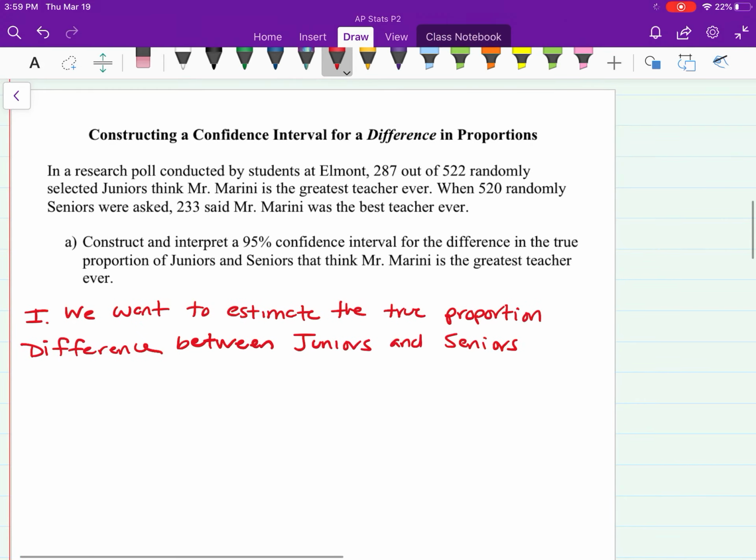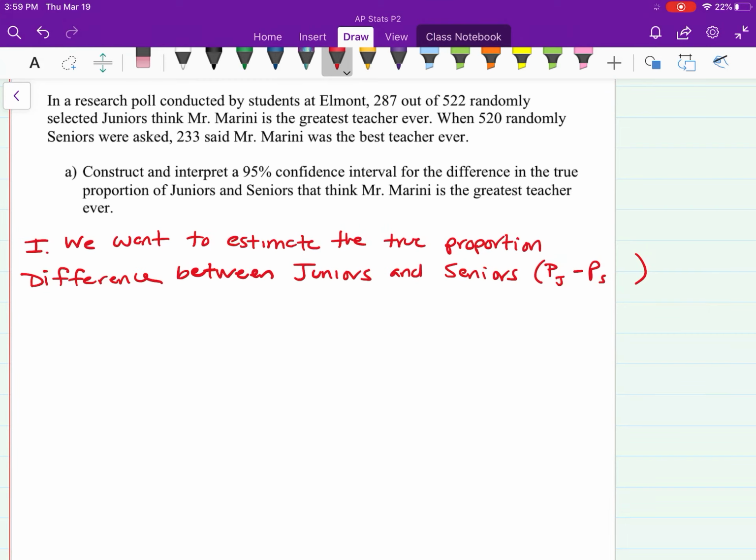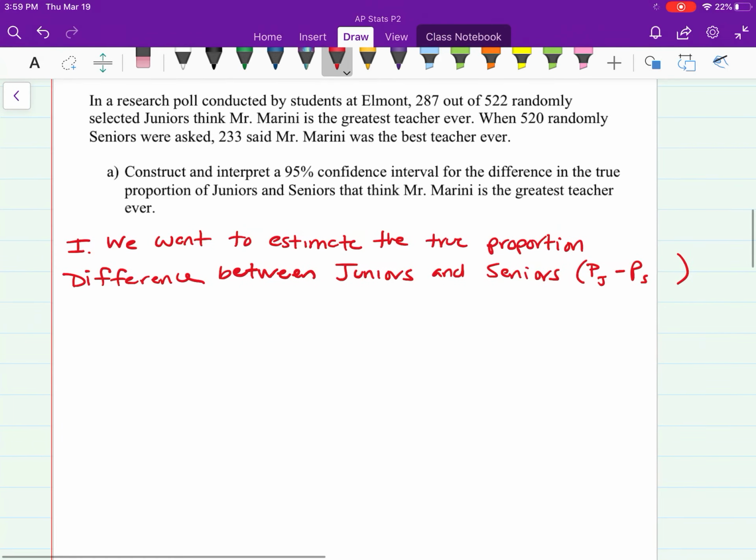and I also like to put here in parentheses, difference means subtraction. So the order that I'm going to subtract these proportions is PJ minus PS. And that symbolically is the proportion of juniors minus the proportion of seniors. It's just symbols that go with this problem, and you'll see that later. PJ minus PS, that would say Mr. Marini is the best teacher ever.